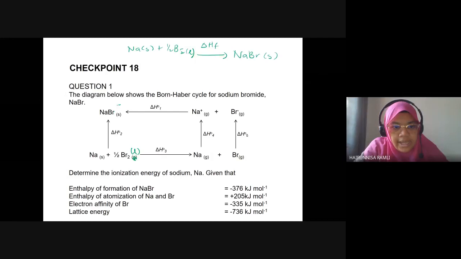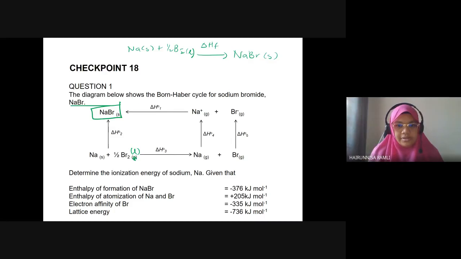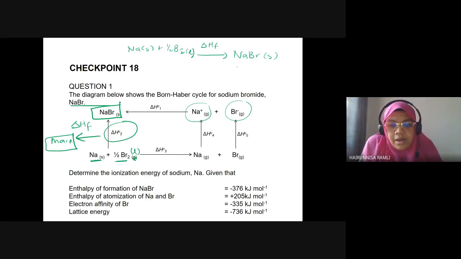So in this case, NaBr tu kat sini, sebelah kiri, on the left side. And where is the delta HF? Is it delta H1? This is positive and negative charge. Okay, so delta H for delta HF is basically delta H2 dekat sini. Na solid plus half Br2. Okay, this is delta HF. This is your main equation. And then how about delta H1? What is this? So bila tengok balik, ada positive and negative charge. So basically this one is lattice energy.